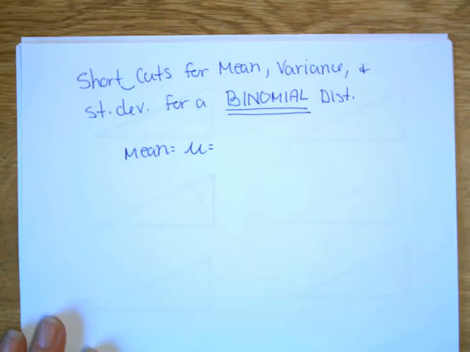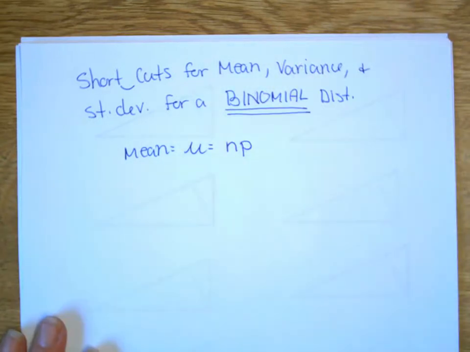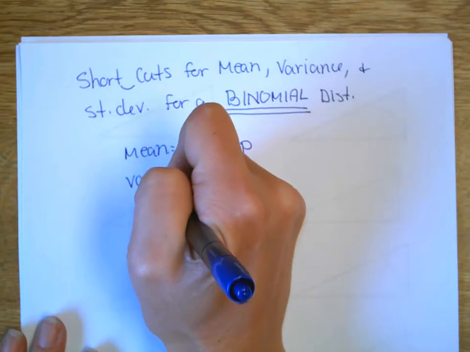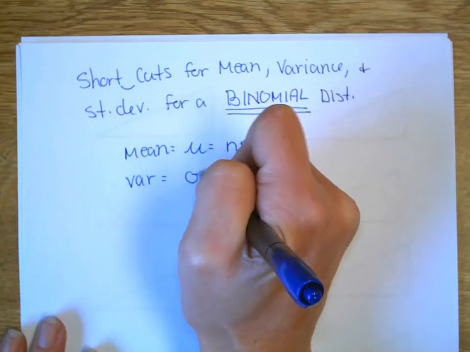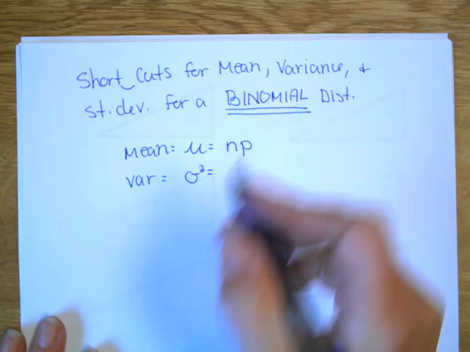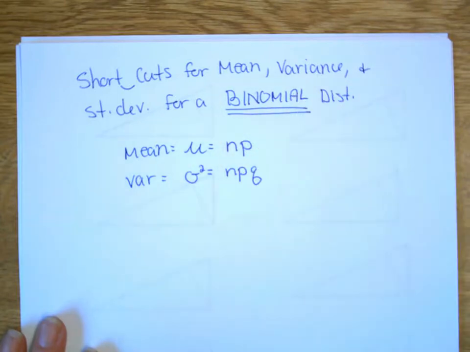The mean can be calculated just by taking the number of trials times the probability of a success. That will give you the mean. Variance, which we know to be sigma squared, can be found by taking n times p times q.